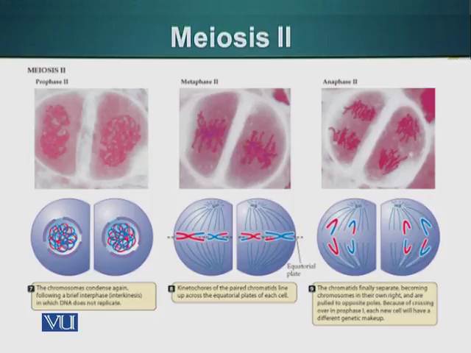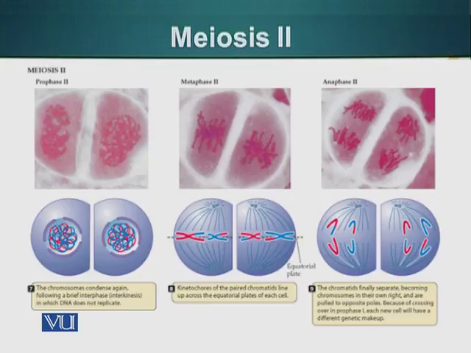At this stage, meiosis II is sort of similar to mitosis, with two differences. Number one, there is no DNA replication prior to the cell division of meiosis II. Number two, the sister chromatids in mitosis are identical. In this case, in meiosis II, the sister chromatids are not identical.